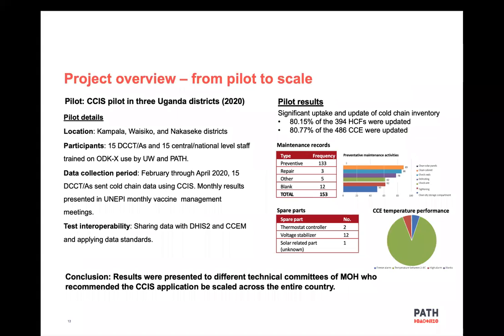So just a quick overview of the project itself. We did a pilot back in 2020, started in 3 districts, and with the help of University of Washington in Seattle and PATH supporting UNEPI, it proved some great results, shown on the right side. Just within the first 30 to 90 days, almost 80% of the facilities were updated, and almost the same for the number of refrigerators. We were able to extract a lot more granular data in terms of the maintenance records, the types of activities conducted, the spare parts consumed, as well as some of those charts there showing the types of activities, as well as some temperature logging. So after a quick pilot, it was decided to move forward and scale this across the entire country of Uganda.